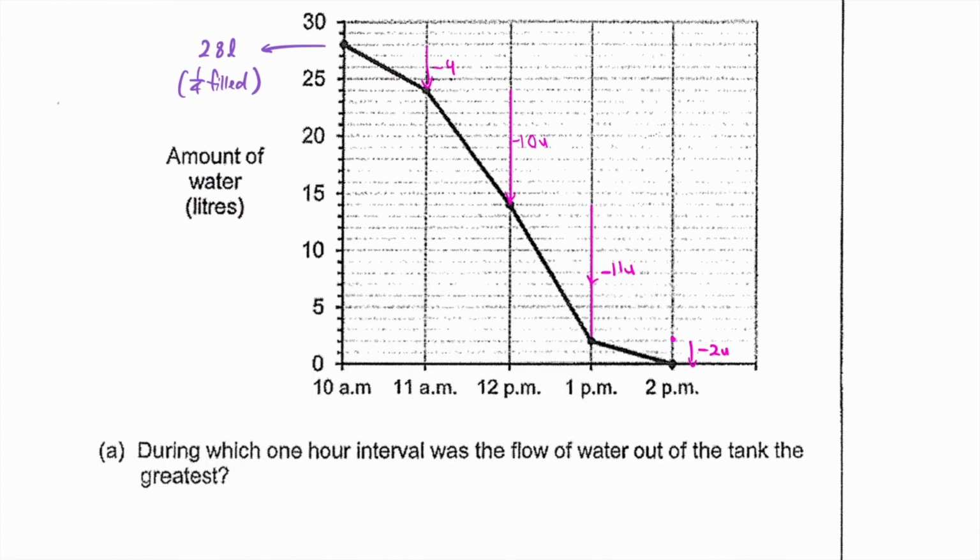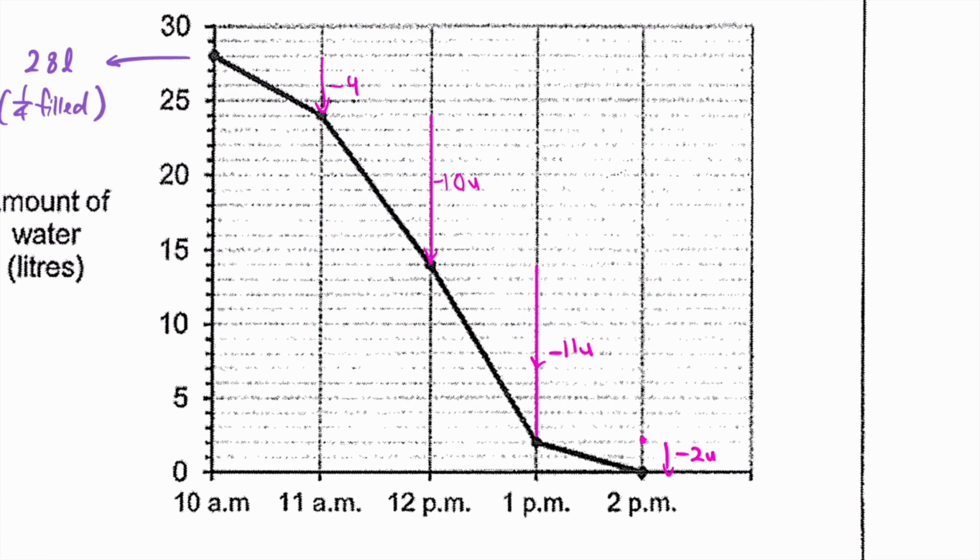During which 1 hour interval was the flow of water the greatest? Okay, so count basically how many units were moved out during each interval. From 10 to 11, we've got a decrease of 4 units. From 11 to 12, we've got a decrease of 10. 12 to 1, 11 units gone.